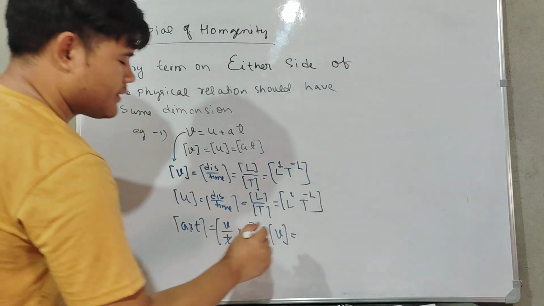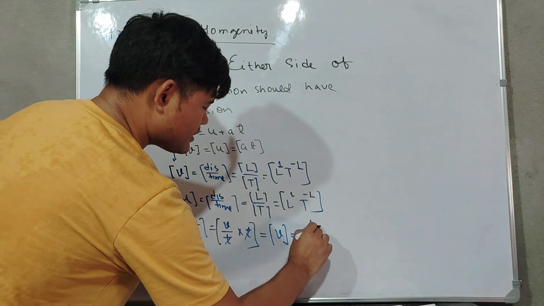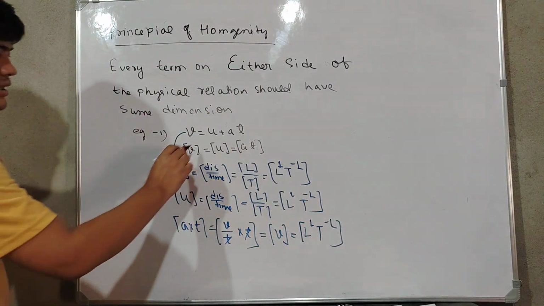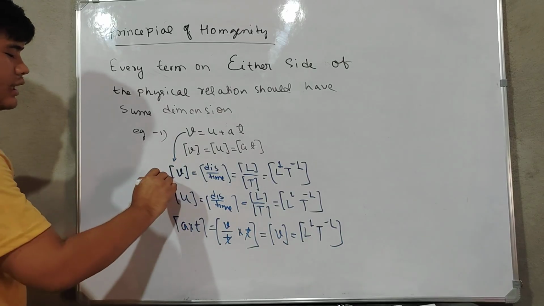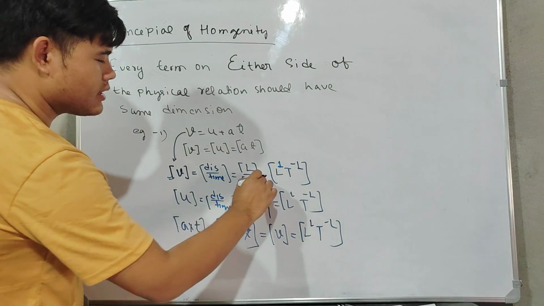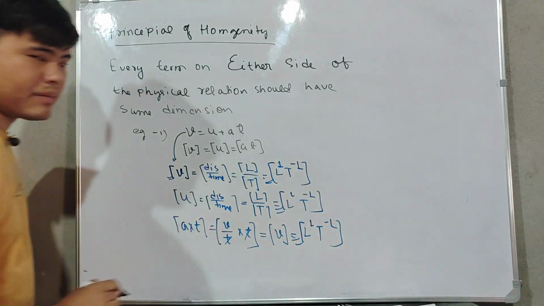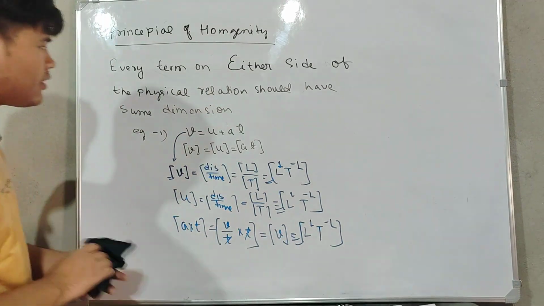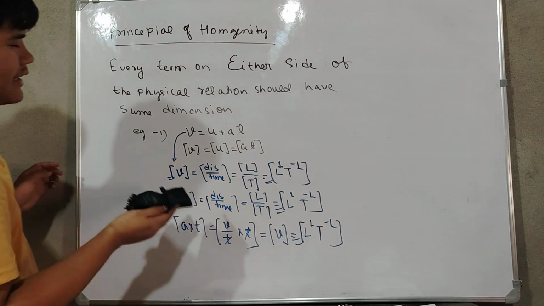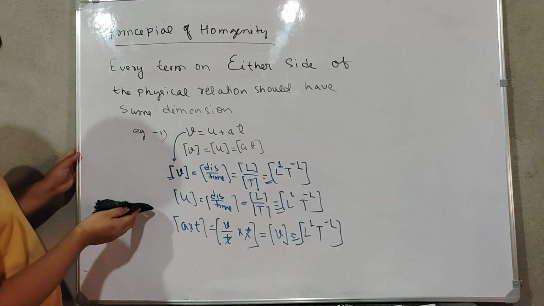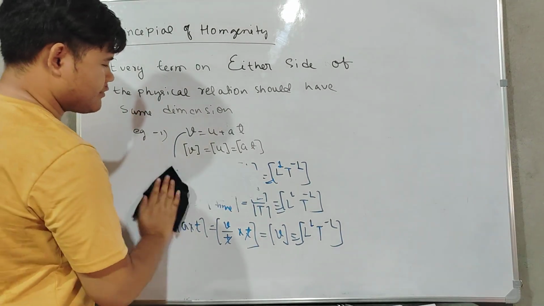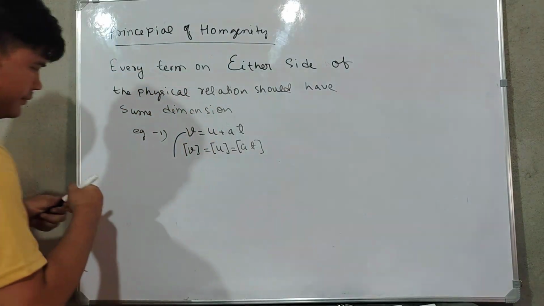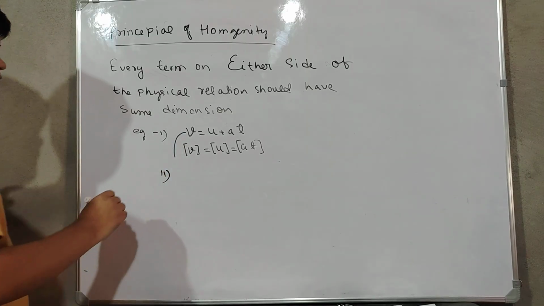That means it will also have the same dimension as we got above. So the principle of homogeneity is correct, because here all the terms have the same dimensions. Now using this principle, let us find the dimension of one of the physical quantities. Okay, so let us find it out.